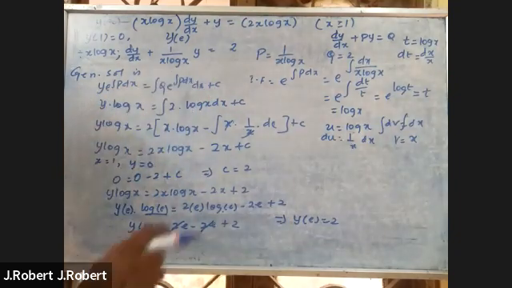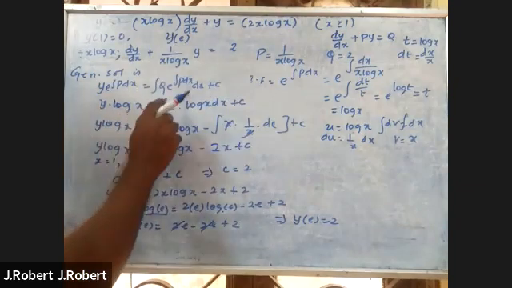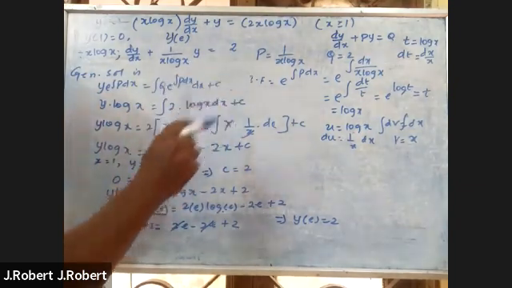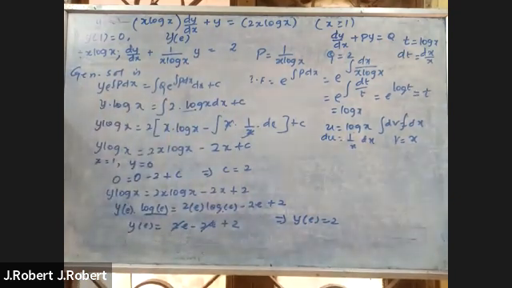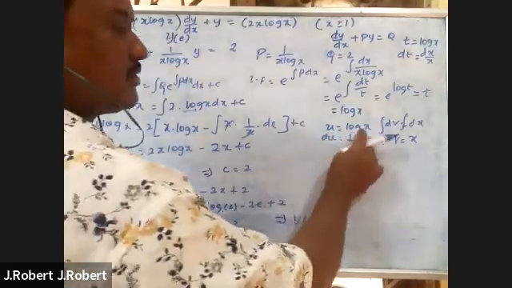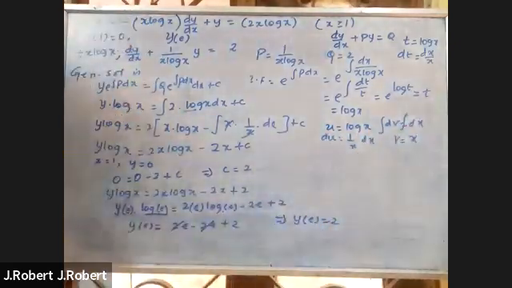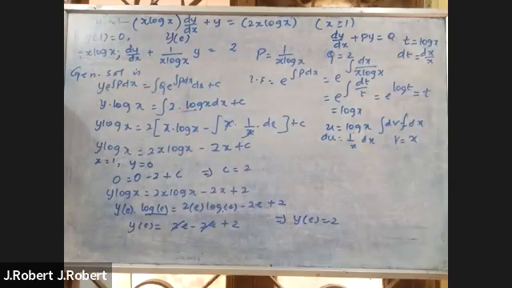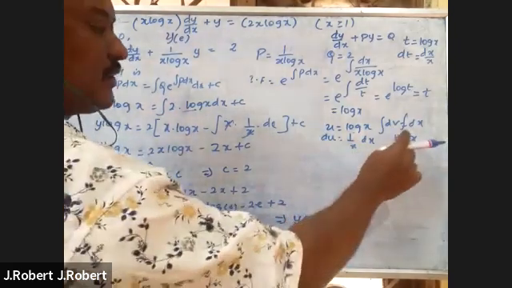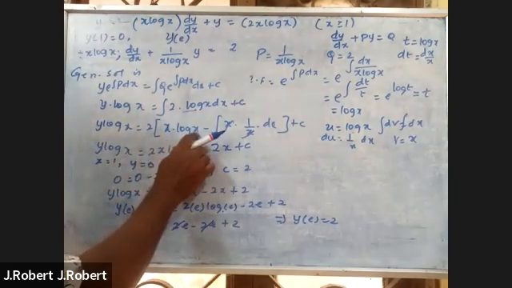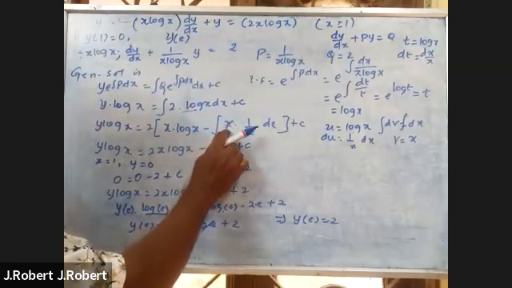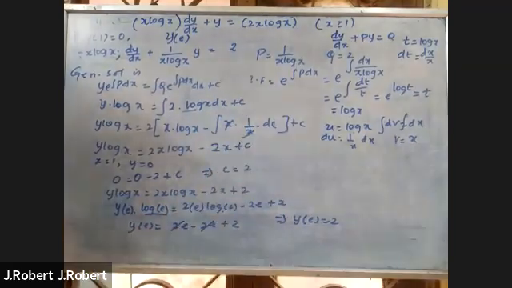e power integral p dx is nothing but log x, so y log x is equal to integral 2 into log x dx plus c. Since we have log x, we cannot integrate it directly, so I am using the integration by parts method. I take u is equal to log x and dv is equal to dx. Then du is equal to 1 by x dx, and v is equal to x. The integration by parts method says uv minus integral v du, which is x log x minus integral v du, where v is x and du is 1 by x into dx.